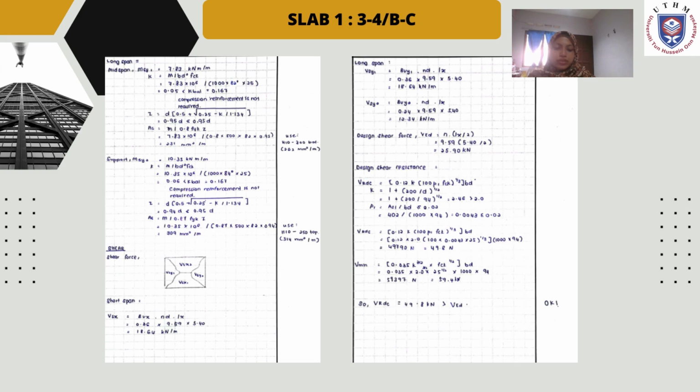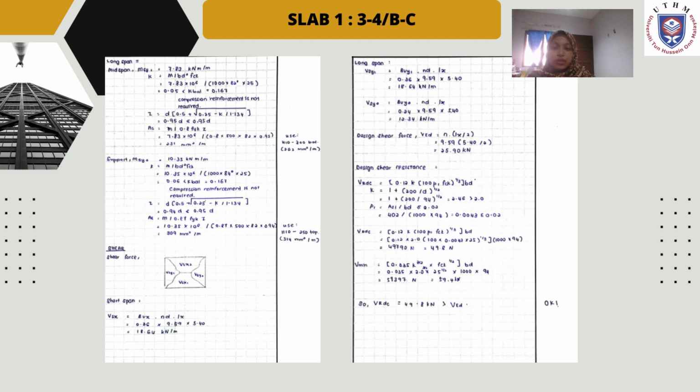In value is 314 mm³ per m. So for our shear force calculation, for our short span we only have one value, which is 18.64 kilonewton per meter. For our long span, we have two calculations: 18.64 kilonewton per meter, and our second value is 12.34 kilonewton per meter.